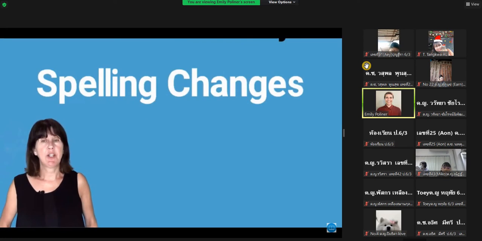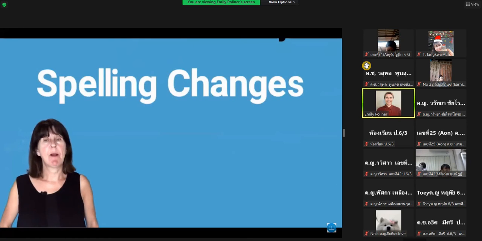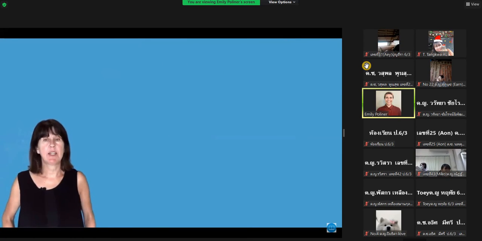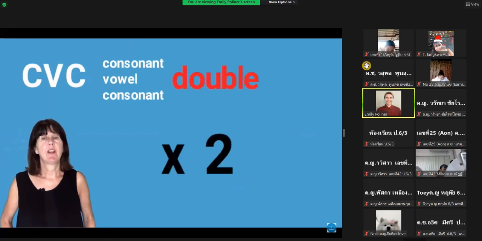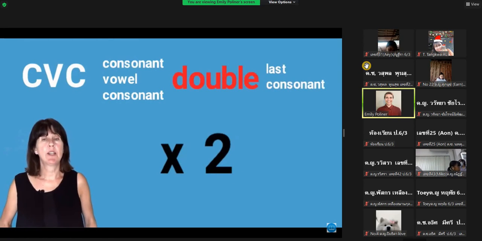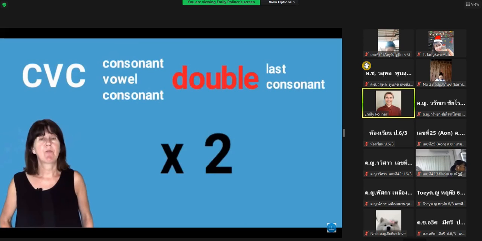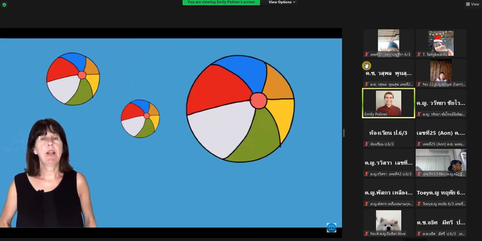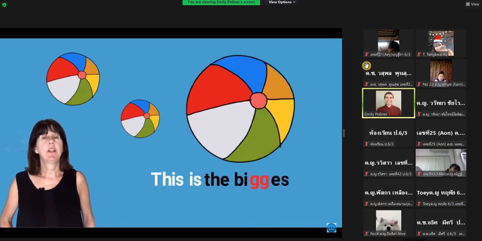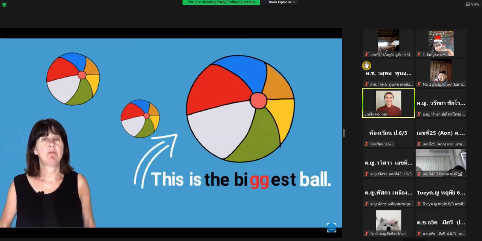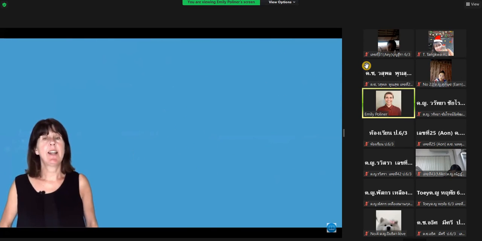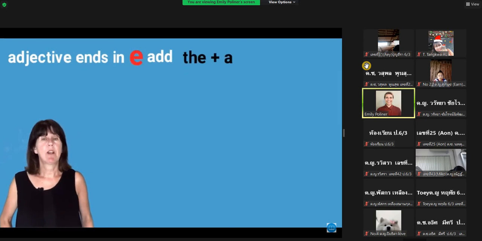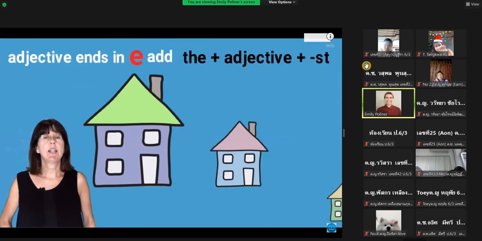There are some spelling changes you should remember. The first one to remember is with one syllable adjectives with the pattern consonant, vowel, consonant. Remember to double the final consonant before est. For example, this is the biggest ball. Notice the double consonant G. If the adjective ends in E, we just add st. For example, this house is the largest.